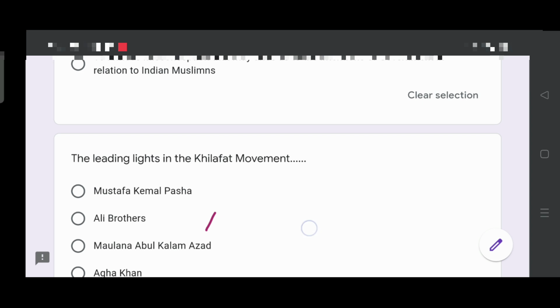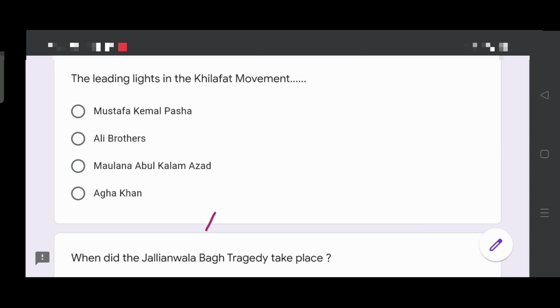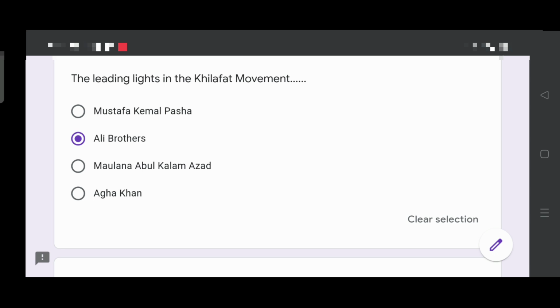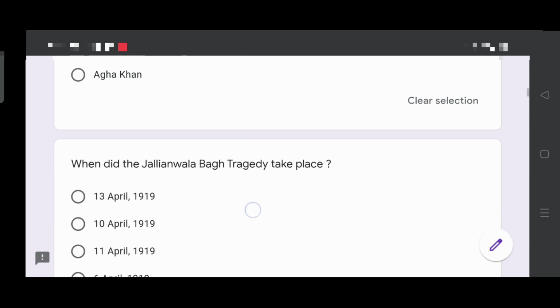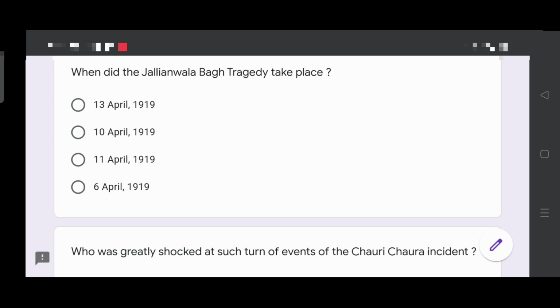The next question. The leading lights in the Khilafat movement: Mustafa Kamal Pasha, Ali brothers, Maulana Abul Kalam Azad, Aga Khan. Who were the leading lights in the Khilafat movement? Who played the leading role in this pan-Islamist political protest campaign by Muslims of British India? Yes, the right answer is the Ali brothers, Shaukat Ali, Muhammad Ali. So it's option 2.